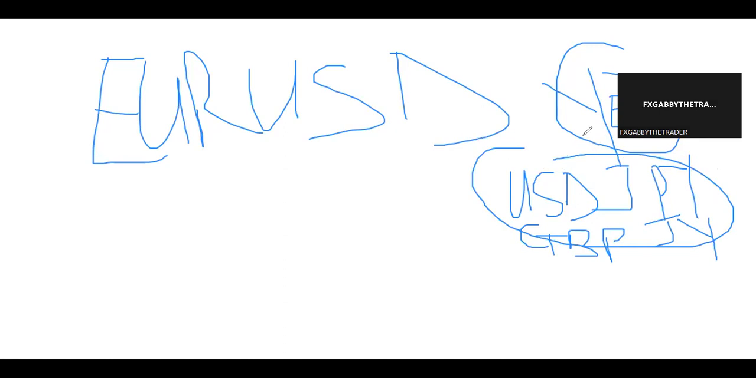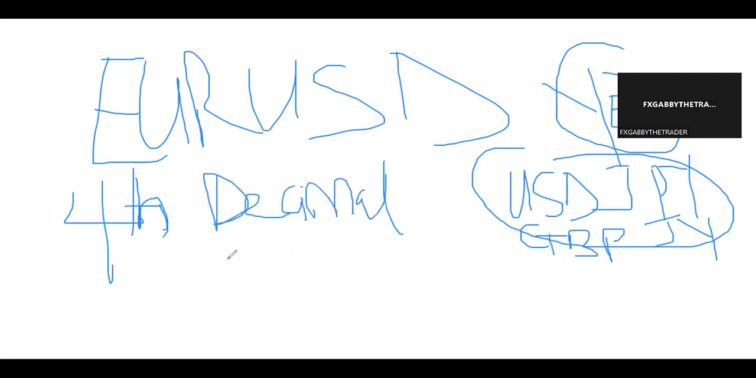Then any pair without JPY that falls under the normal grouping, like Euro USD, GBP USD, all of these types of pairs, we are always going to be counting from the fourth decimal. We start counting from the fourth decimal. That is where we start counting our pips. So if the market moves 1 pip from the fourth decimal place, we say the market has moved 1 pip. If the market moves 2 pips, let's look at that in a minute.